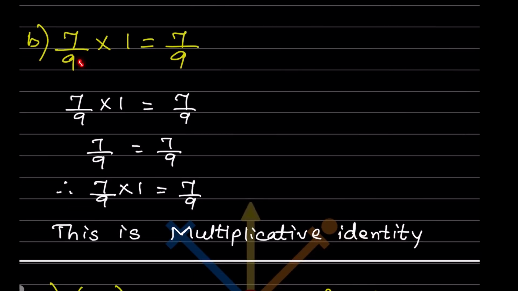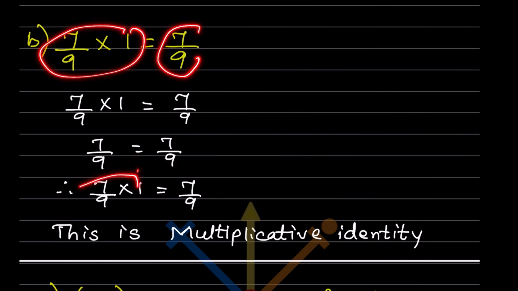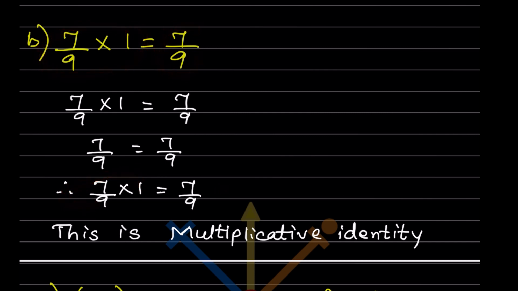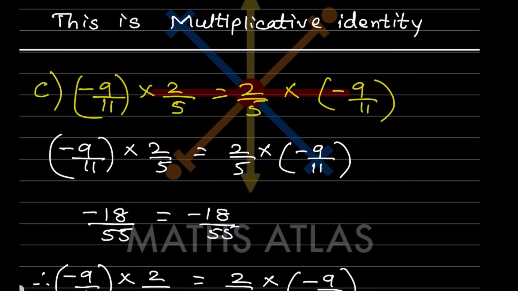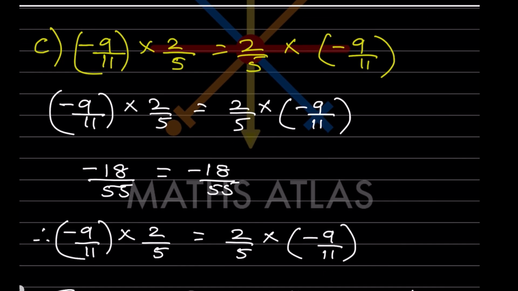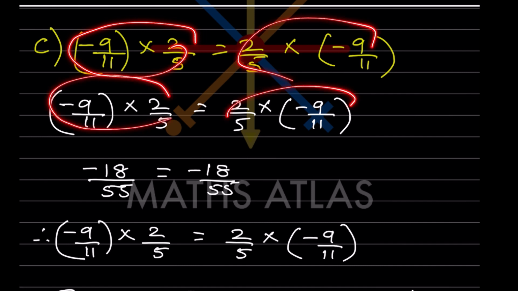Now see here, 7 by 9 into 1 is 7 by 9. So the same thing I have written over here. Now we can write here, multiplied by 1 means 7 by 9 is equal to 7 by 9. Means both the sides are the same, LHS is equal to RHS. So this is equal to this one. Now what you can see here is A into 1 is equal to A. So which is that? Multiplicative identity. Whenever there is identity, anything multiplied by 1 stays the same. Now here the same thing is written.